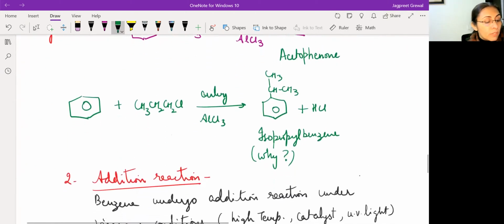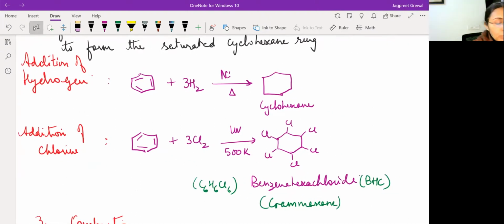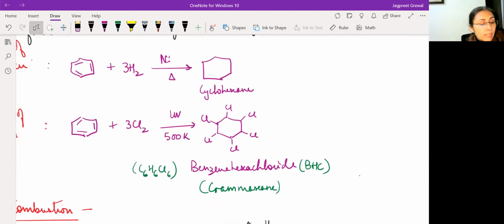When the same reaction you carry out in presence of sunlight with excess of chlorine, what do you get? You get the addition reaction now. So this is C6H6Cl6 and it is called benzene hexachloride or gammexane. Basically, it is used as a pesticide and insecticide. So try to distinguish. Remember, this is C6H6Cl6, which is formed by addition reaction.